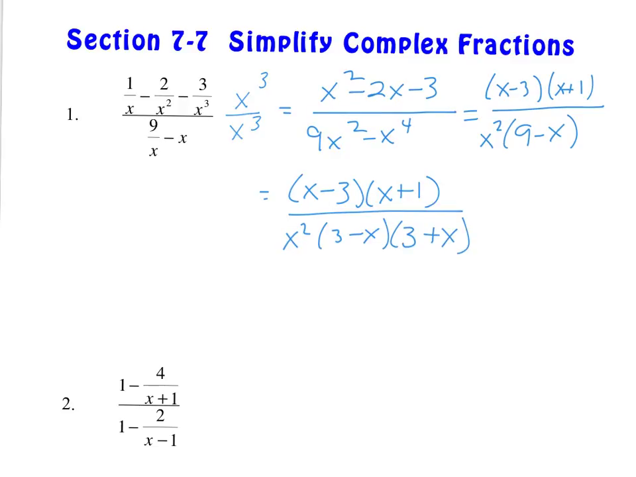I can cancel something here because this x minus 3 and this 3 minus x is going to reduce to a negative 1, so I'm just going to put a negative sign out there. And when I'm all said and done, my answer is going to be negative x plus 1 over x squared times x plus 3. And how I write that top part right here is kind of up to you. If you wanted to distribute that negative sign, you could. I like to leave it on the outside. So this first problem reduced pretty easily for us.